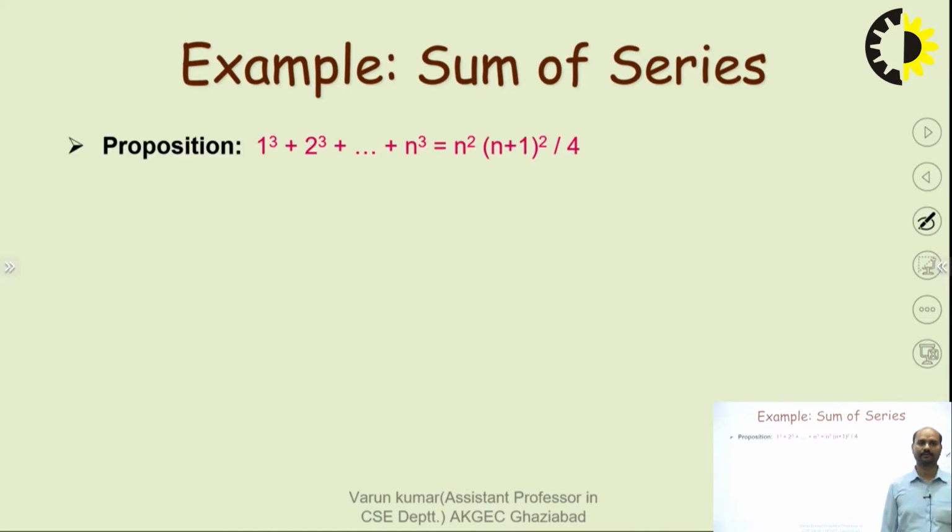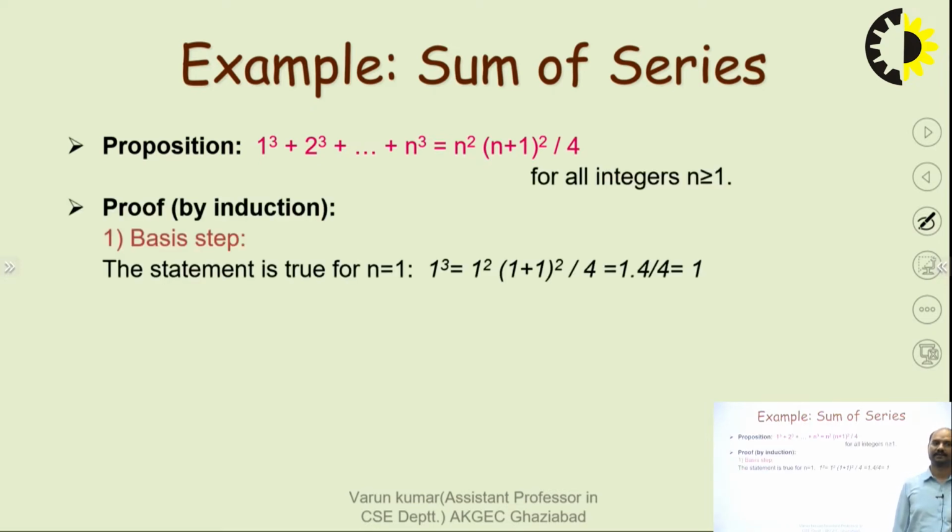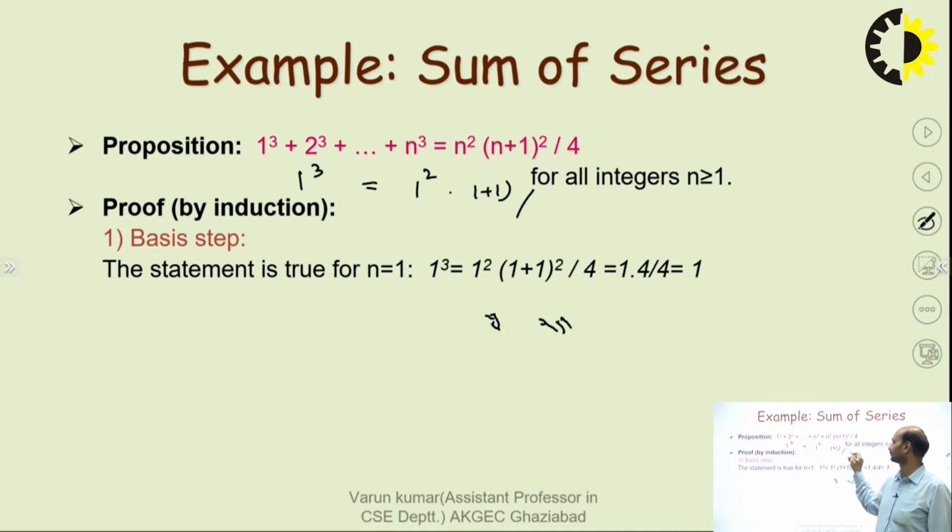So take one more example, that is 1 to the power 3 plus 2 to the power 3 up to n to the power 3, which equals n square times (n plus 1) whole square divided by 4. So first the basic step, that is n is equal to 1, which means P1. The first term is 1 to the power 3 here, and from the right hand side that is 1 square times (1 plus 1) whole square divided by 4.